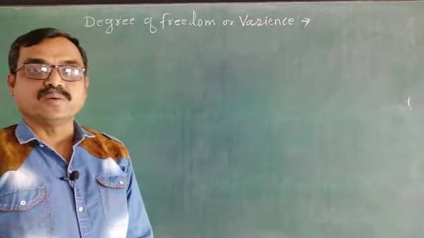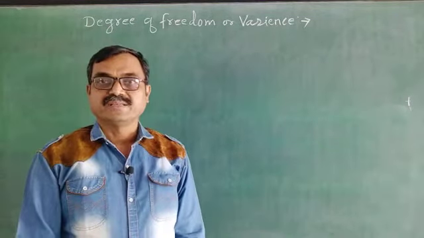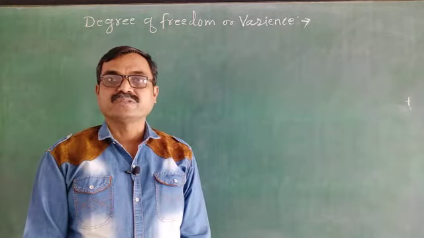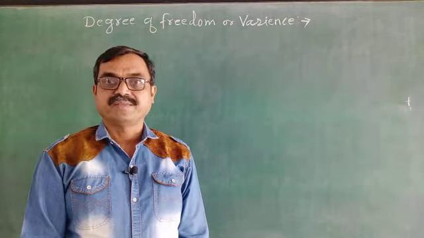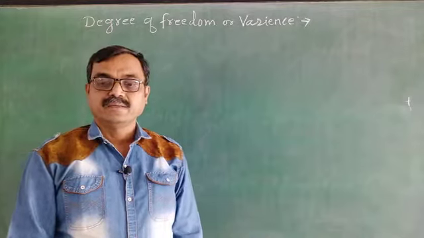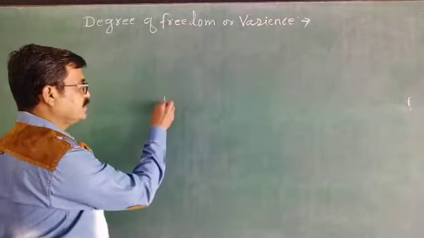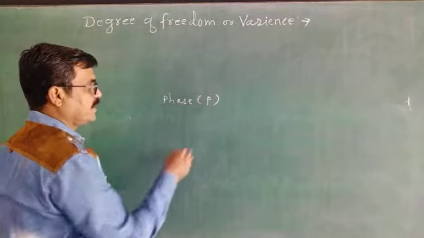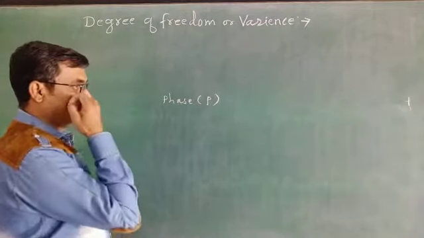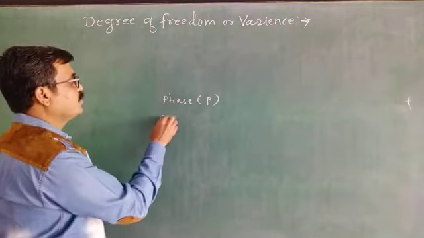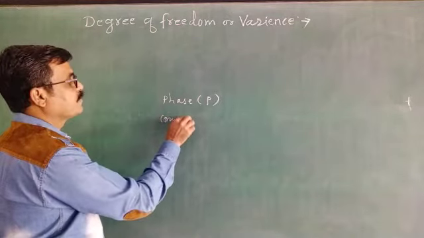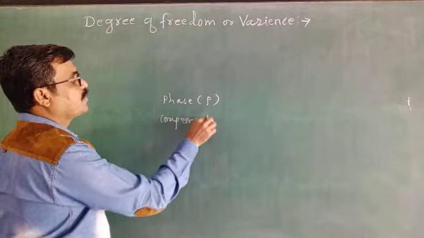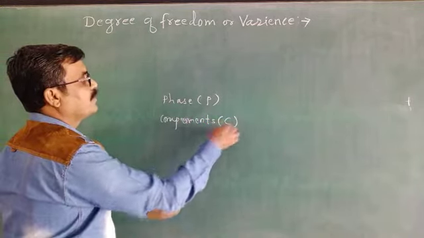Yesterday we came to know about phases in phase rule. First point we have seen what is meant by phase, and the number of phases is denoted by letter P. Then we came to know about components. Now, the number of components for a system is denoted by C.